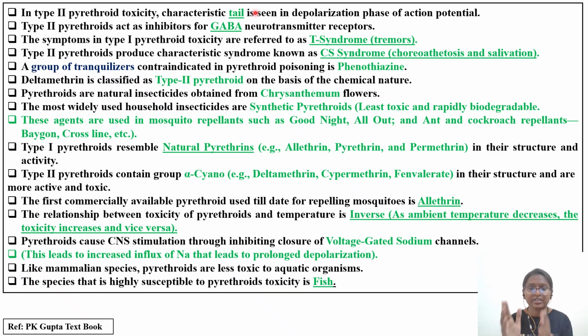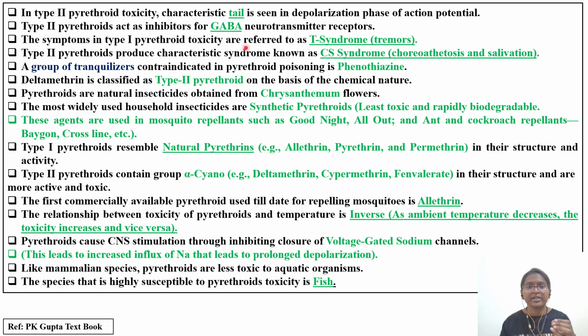So I have given that table, that graph. Type 1 is showing a different type of sodium current tail, and type 2 shows a lengthy tail. Type 2 pyrethroids act as inhibitors for GABA. So sometimes, not only about sodium current, if the mechanism option is with respect to GABA, then you have to remember that also. Okay.